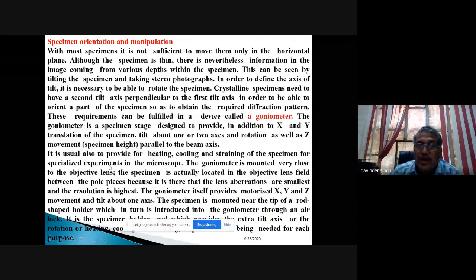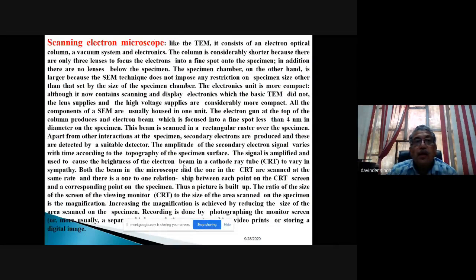It is usual to provide for heating, cooling, and straining of the specimen for specialized experiments in the microscope. So in these systems, now you have the heating arrangement and the cooling arrangement in advanced systems. So the structural change, what is changing with respect to temperature, with respect to heating of the material, means you can see what changes are happening. That's why a little bit more advanced microscopes with these systems are also available, but we don't have them here at NIT. Now this scanning electron microscope also consists of an electron optical column, vacuum system, and electronics.